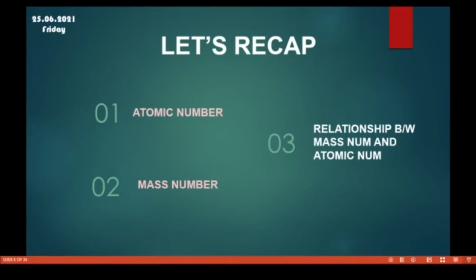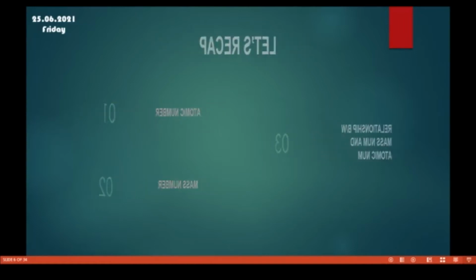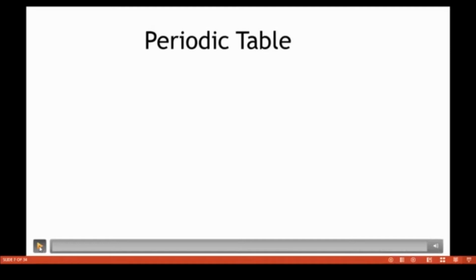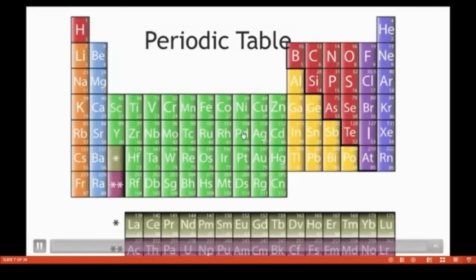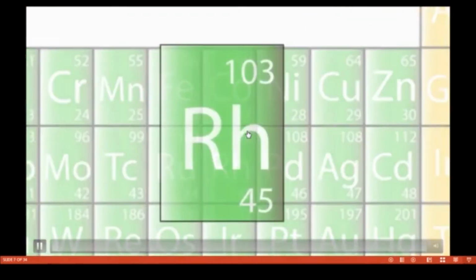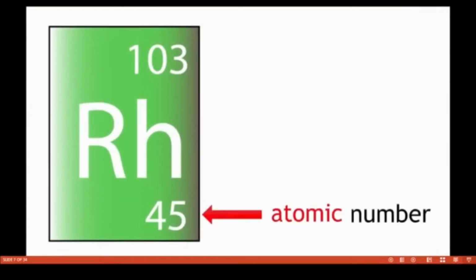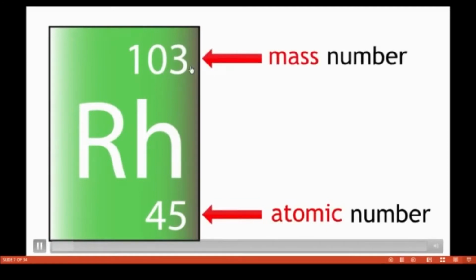Atomic number, mass number, and the relationship between mass number and atomic number. What is meant by atomic number? See, if we take any one example in the periodic table, rhenium: 45 is the atomic number, 103 is the mass number.